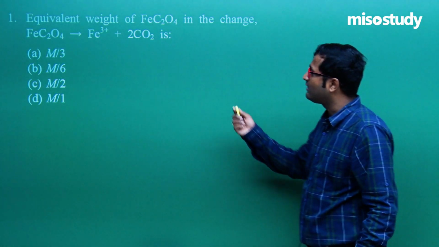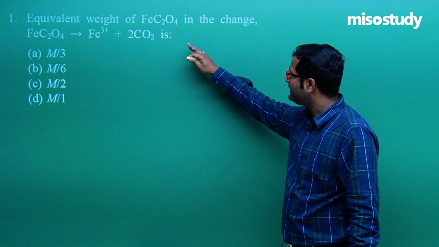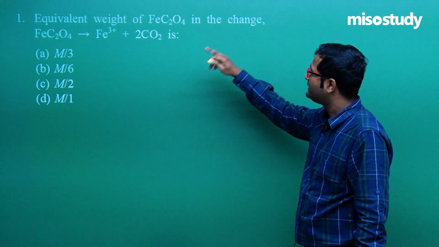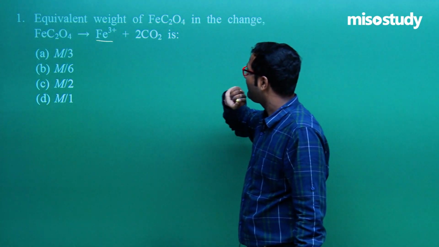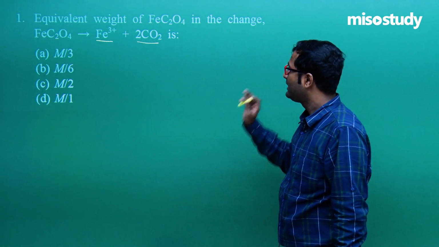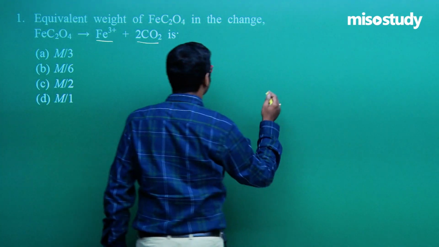Look at the question carefully. Here is given the equivalent weight of FeC2O4 in the change, that is FeC2O4 converting to Fe3+ and 2CO2. Clear? First of all, what to find, friends? Equivalent weight.